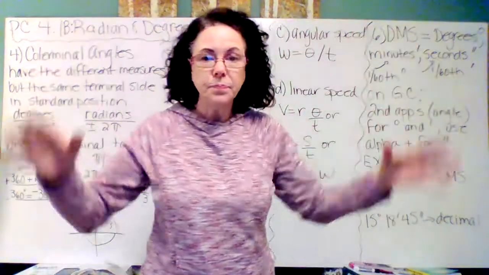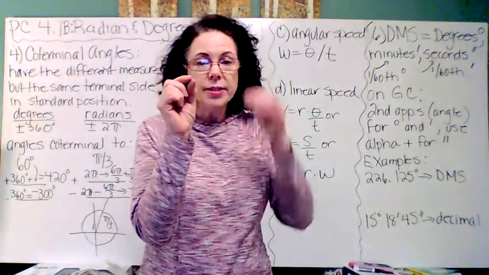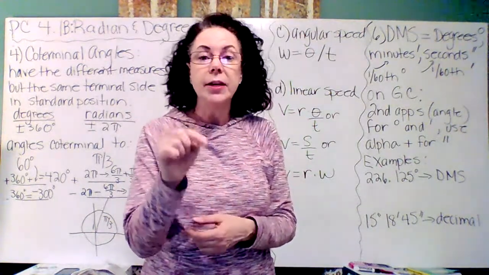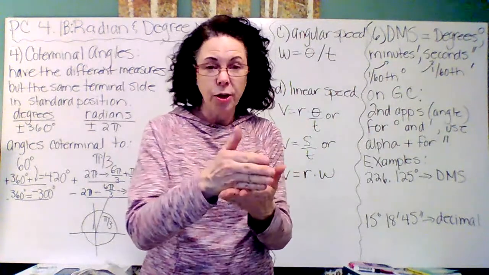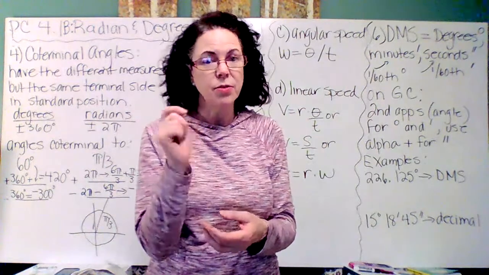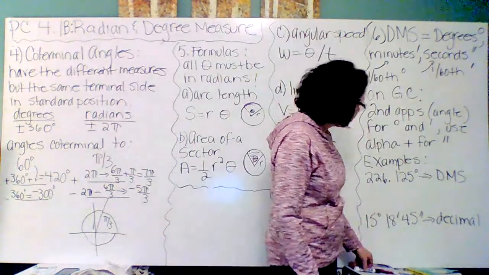Imagine a circle, 360 degrees, right? So each one of those degrees is very, very small. A minute is 1/60th of a degree, and a second is 1/60th of one of those minutes. So very, very small. So how do we do this on the graphing calculator?